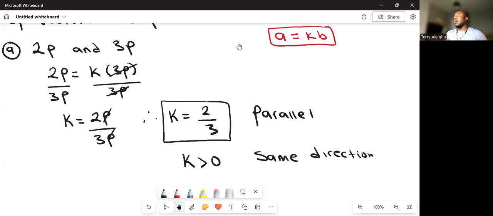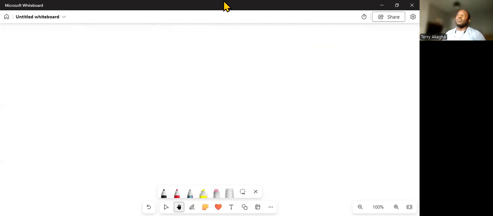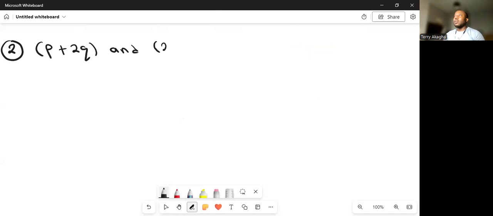All right, let me pick another example for this so that we can understand this better. So let's pick another example. So we have number 2. You are told now to check if, for instance, P plus 2Q and 2P minus 4Q are parallel. So now, are these two parallel?